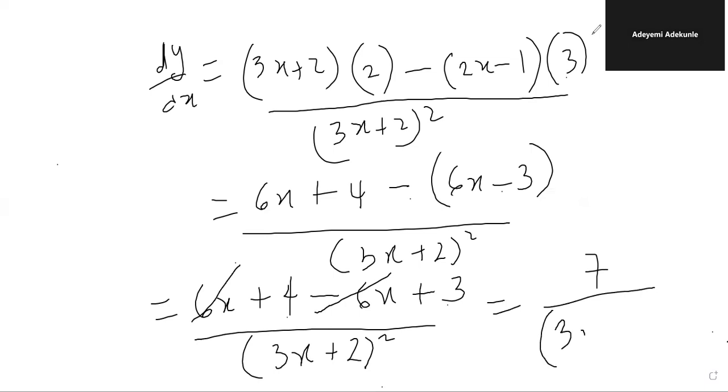No need of expanding it. You can just write it like this. And even if you want to expand it, that will be 7 over 9x squared plus 12x plus 4.